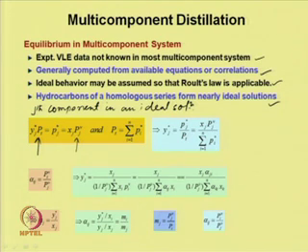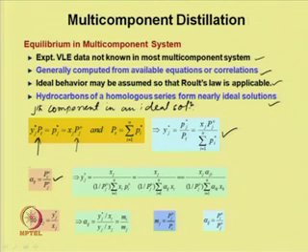Therefore, for a particular liquid composition, say x 1 to x n, the vapor compositions can be calculated. From these equations, y j star is equal to p j star by p t, which is equal to x j p j v divided by summation over i equal to 1 to n of p i star. We know that the relative volatility between components i and j is alpha i j, which is equal to p i v divided by p j v.